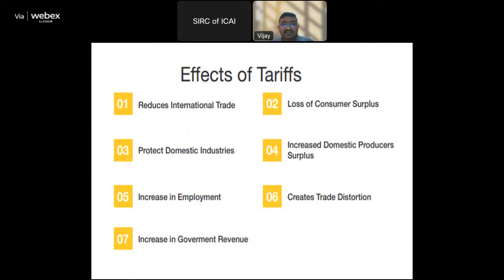Effects of tariff: reduces international trade. Loss of consumer surplus. Why? Because when the import duties increase, the price of goods will increase. That will end up in loss of consumer surplus. Domestic industry will be protected. Increased domestic producer surplus. So local producers will get surplus, increase in employment, creates trade distortion, and increase in government revenue.